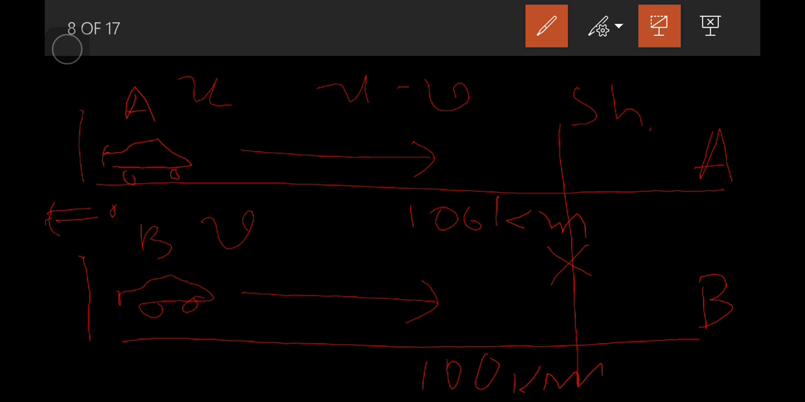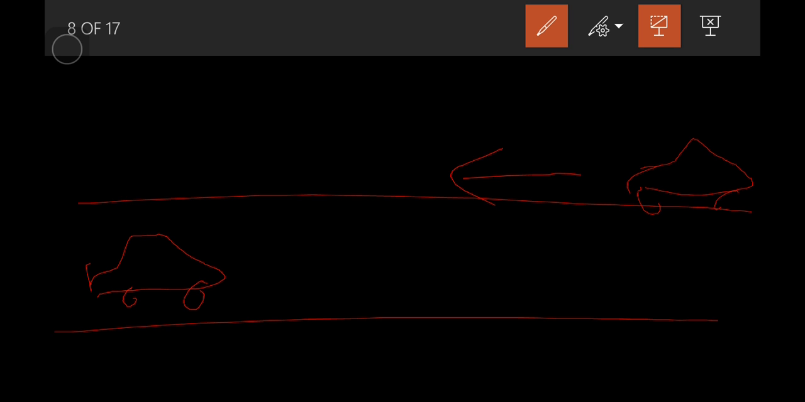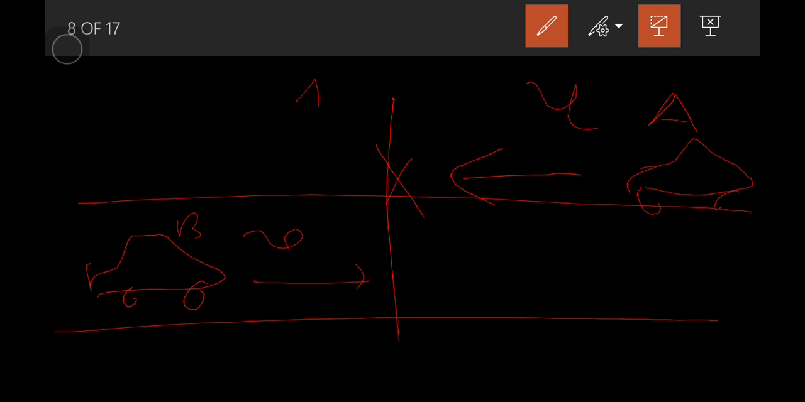And if they start from different directions, once A starts from here and B starts from here, then at some point they will meet, and after 1 hour they meet at one point.